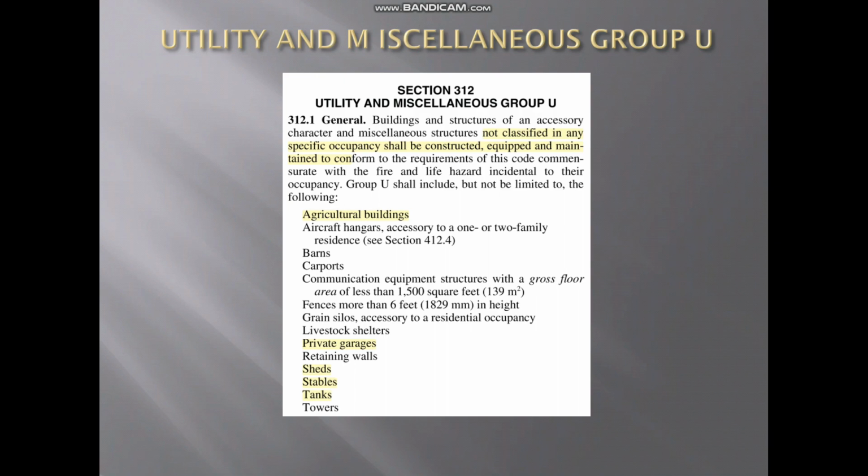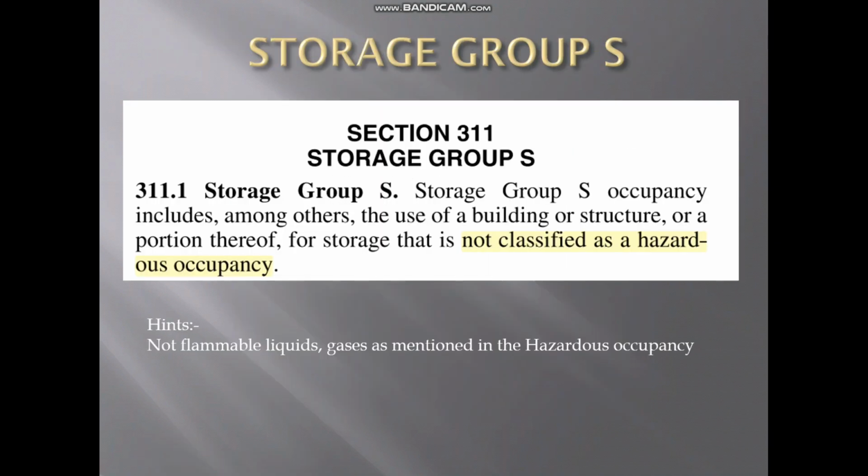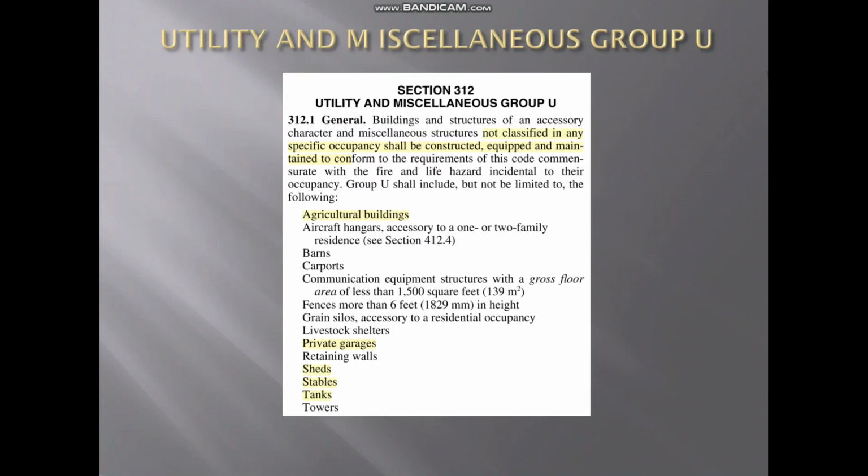So what are the things we referred to so far? From occupancy group A to storage group S, anything that does not come under these categories falls here. You can see some special buildings: the agricultural buildings, the stables, the tanks, the towers, and so on. These are the special types that come under the miscellaneous group U.